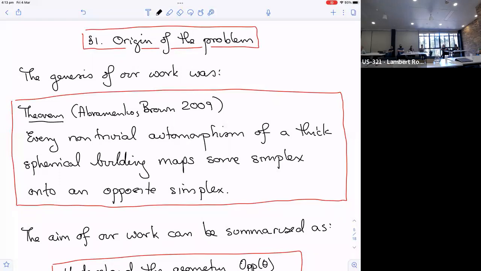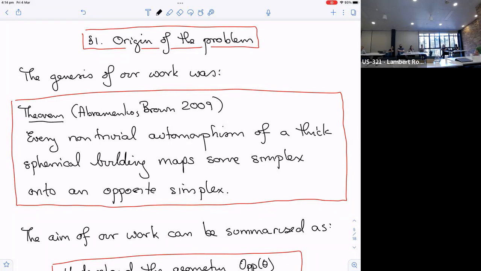Of course, you can just rotate it, and that doesn't map anything very far away. But as soon as you've got the thickness of this building, any non-trivial automorphism has to map something as far away as possible. Their theory, they were actually interested in automorphisms of buildings which weren't spherical, and their main theorem was that any non-trivial automorphism has unbounded displacements, like chambers which are mapped far and far away.